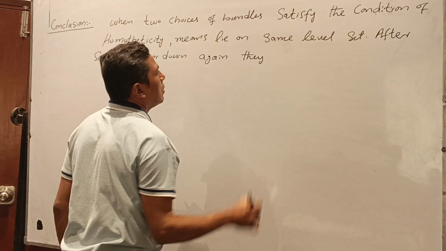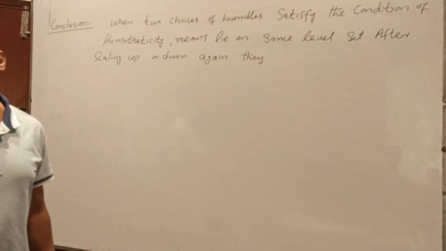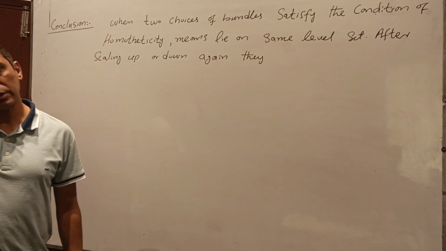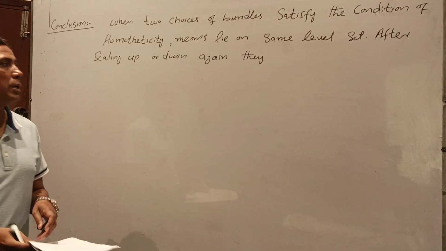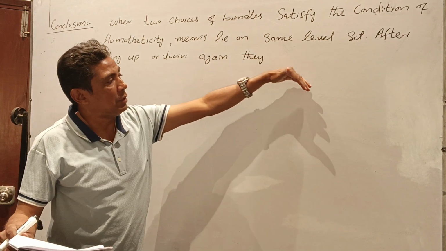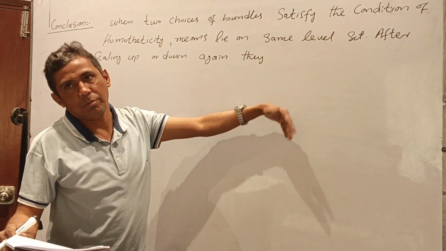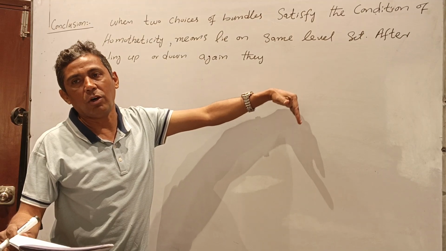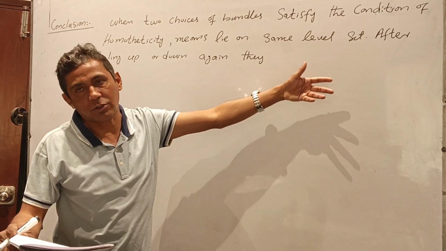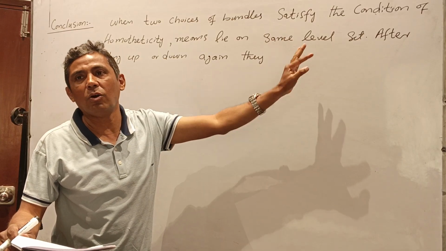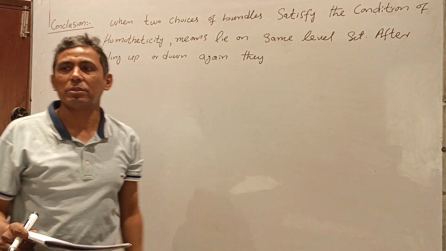Up and down means increasing, decreasing. Yes, you can also decrease, meaning divide by 2, divide by 3, anything. So after increase and decrease, the level sets shift downward, because the indifference curve shifts downwards when the level of utility decreases, or shifts up when the level of utility increases. But after scaling up and down, they always lie on the same level sets.